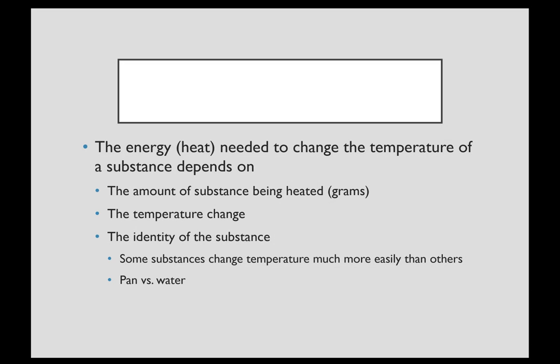If you think about heating up a pot of water on the stove, you put the pot of water on the stove, you turn the stove on, the pot gets hot much, much, much faster than the water. It's much easier to heat up metal than it is to heat up water. And this is because of a concept called specific heat.